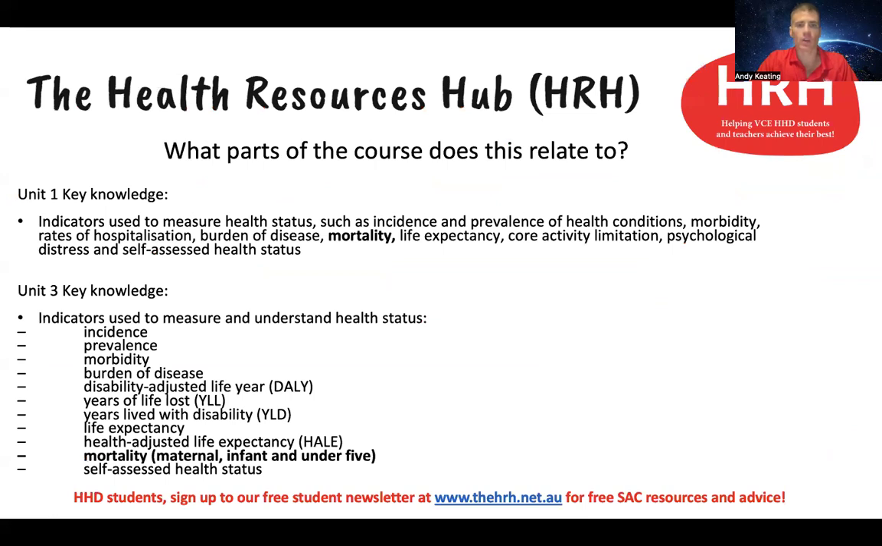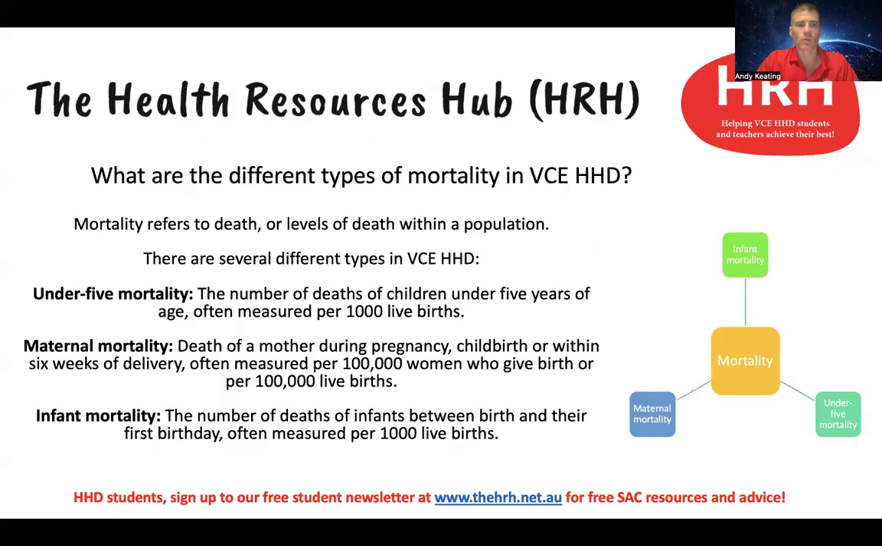So what parts of the course does this particular video relate to? In Unit 1 and Unit 3, you have to look at health status indicators. For Unit 1, you can see mortality is one of those health status indicators. In Unit 3, it again mentions mortality, but in brackets you can see there are three specific types of mortality. So we'll touch on those today. And if you're doing Unit 1, this will help prepare you for Unit 3 and 4 as you move forward in the course. So what are the different types of mortality in HHD?